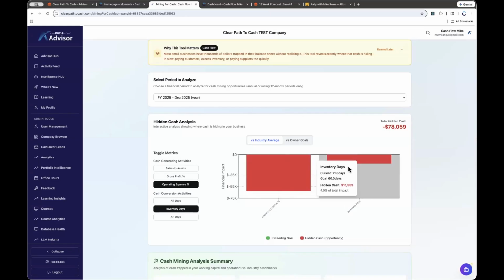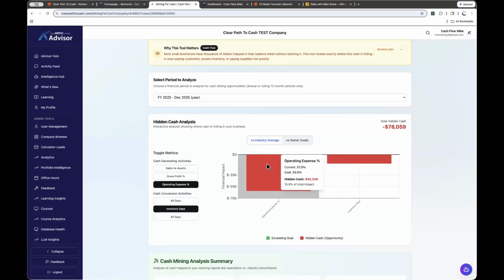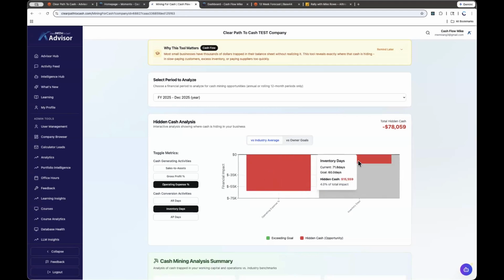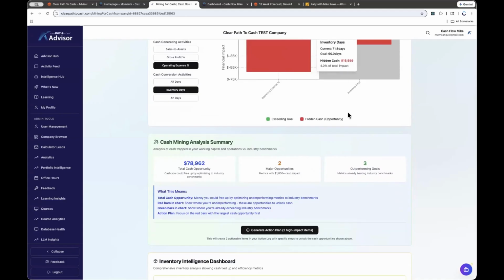Remember, this is identify. Part of the fixed framework was cash flow is the burning issue. Identify. We use mining your business for hidden cash to identify that this is what's causing the problem: operating expense and inventory. What's the last step? There's find, identify, execute, right? What are we going to do about these two?